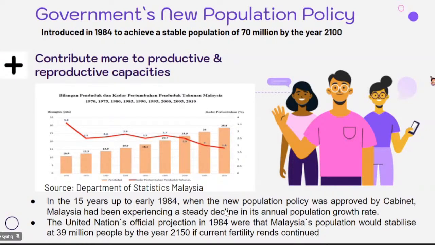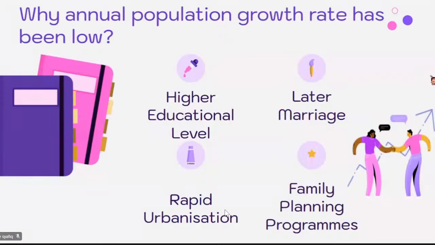Next slide. Why has the annual population growth rate been low? There are a few key factors here. Firstly, higher educational level amongst women, rapid urbanization of Malaysia, later marriage by a few families, and also family planning programs that lead to fewer children. Next slide.